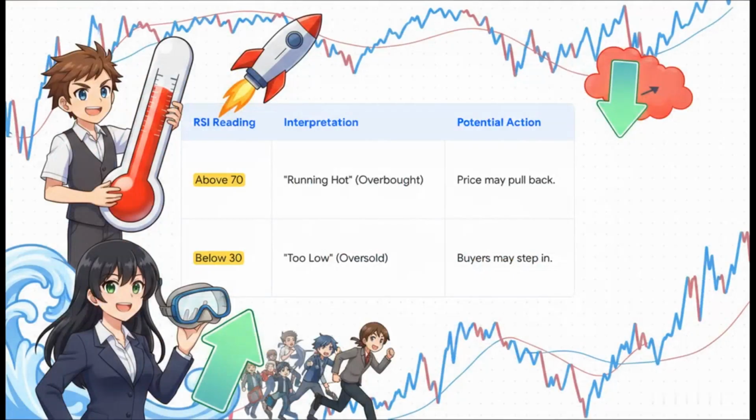And here's the easy way to read it. When that RSI line goes up above 70, the stock is considered overbought. That means it's running hot and might be due to cool down a bit. On the flip side, when it drops below 30, it's seen as oversold, which could be a signal that buyers are about to step in and push the price back up.